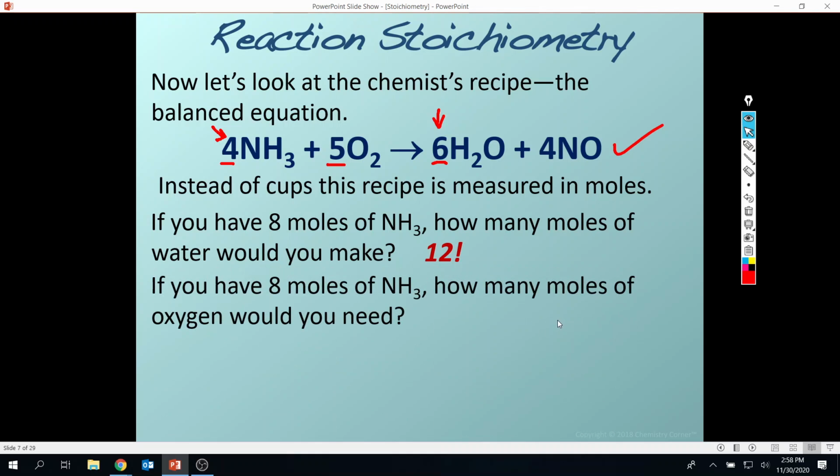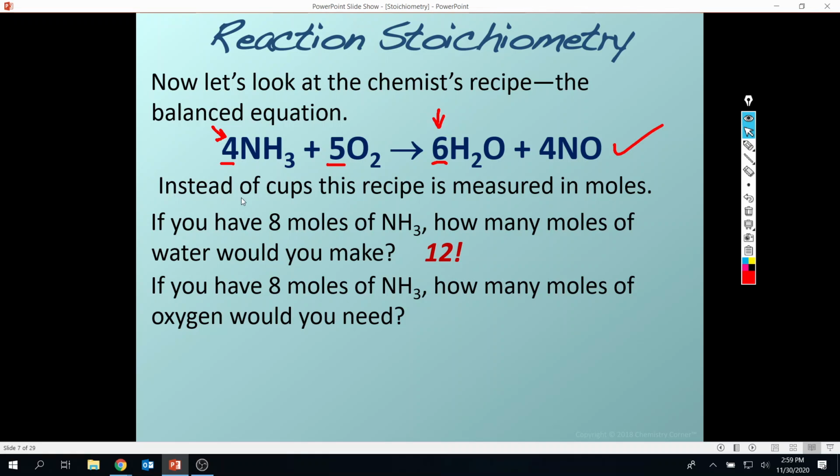What if we had 8 moles of ammonia? How many moles of oxygen would we need? Again, 4 doubling to 8. So 5 oxygen, you always have to look at what you're asked for. 5 would double to 10.